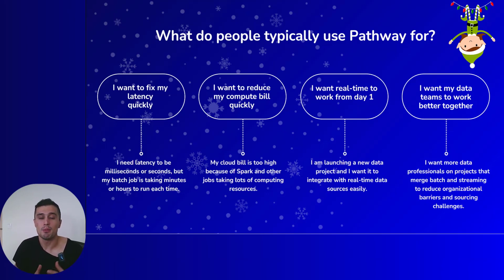Now, last words about Pathway: when you can use it and how people think about it. You can use Pathway if you'd like to fix latency issues, because you are running some sort of batch job operation that runs for hours or days, so you can reduce this latency to even milliseconds. It also reduces your compute bills if you're running your application in the cloud, because the cloud bill is too high when you're using batch processing tools or other stream processing tools like Spark.